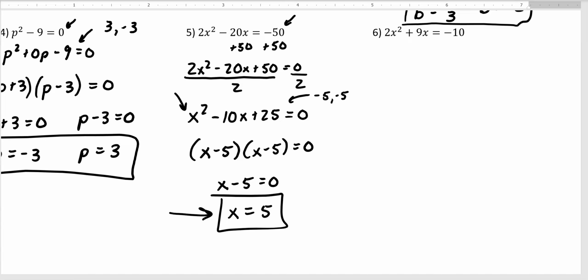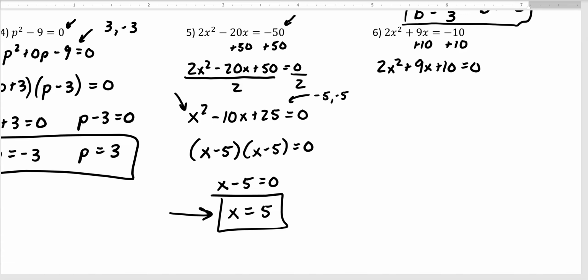All right, looking at number 6, 2x squared plus 9x equals negative 10. No, no, no, got to get it equal to 0. Add 10 to both sides. 2x squared plus 9x plus 10 equals 0.